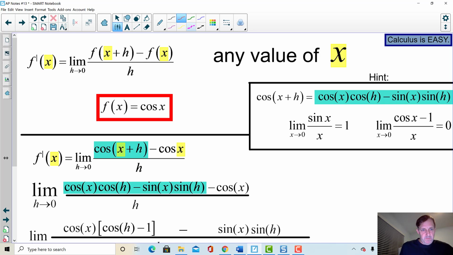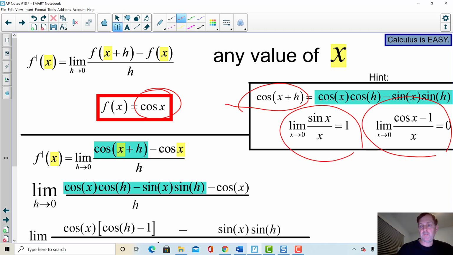We want to do the derivative of cosine. So that's going to be a really tough one. We're going to have to remember a certain formula in order to do it. Cosine of x plus h is cosine x cosine h minus sine x sine h. That's going to be important. And also, we're going to use our special trig limits that we learned before.